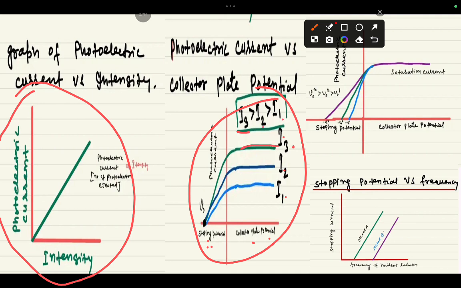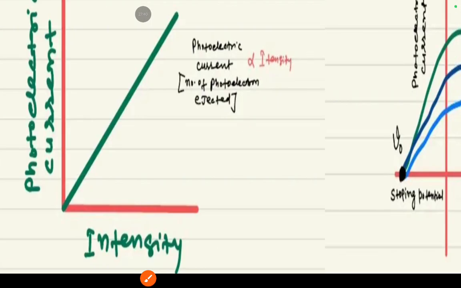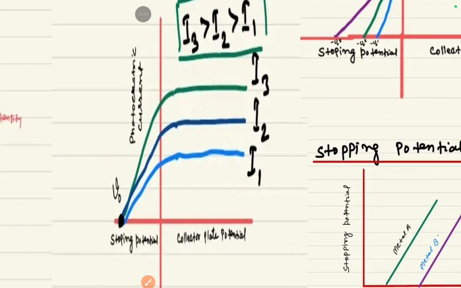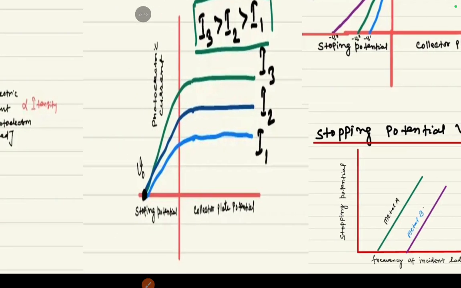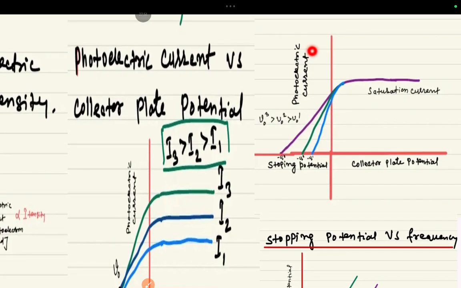You can see here the stopping potential versus collector plate potential. This is the stopping potential, the collector plate potential, and with respect to the saturation, you can see here the graph relations. Photoelectric current with stopping potential, photoelectric effect with stopping potential.